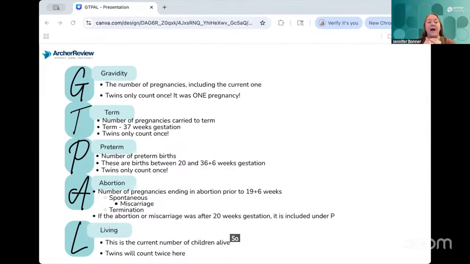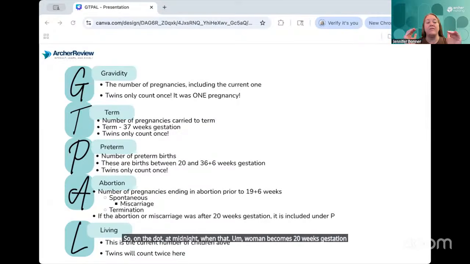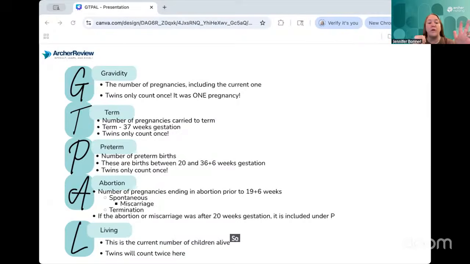So on the dot at midnight, when that woman becomes 20 weeks gestation, she's now in that preterm period. So anyway, from 20 weeks to 36 weeks and 6 days. And then A stands for abortion.